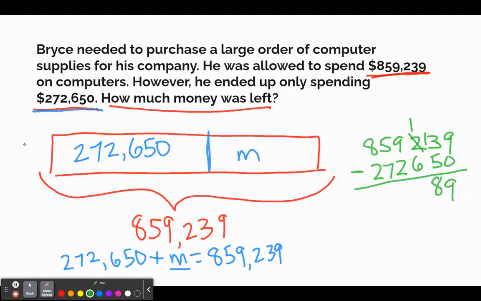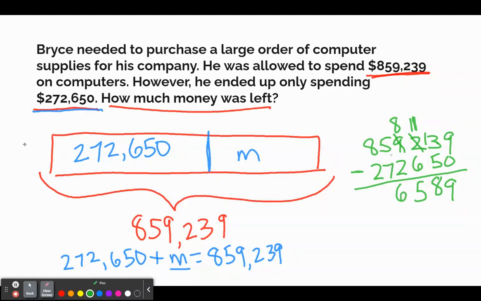Now I have 1 hundred. I need to take away 6. I can't do that. Let's go to our thousands, change our 9,000s. I'm going to take 1,000. That's going to leave me with 8,000. I'm going to turn one of those thousands into 10 hundreds. That's going to leave me with 11 hundreds because I'm adding those 10 to that 1 that's there. So I have 11 minus 6, which is 5. Then I have 8 minus 2, which is 6.